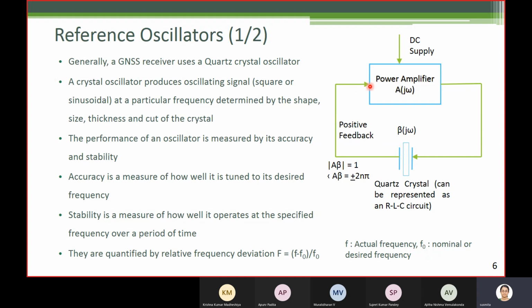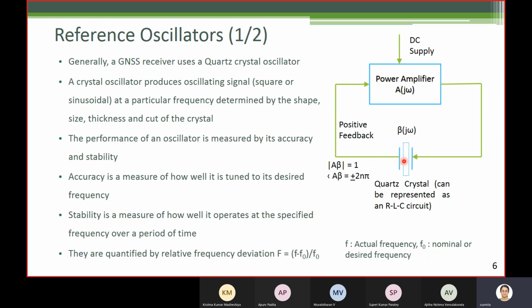So earlier there was no input signal. Now it got some input signal over a narrow band of frequencies centered at a particular frequency. So it will basically amplify that, and again this will be fed back to the crystal. So this process repeats, and after some time what will happen is that the narrow band of frequencies centered at the particular frequency that the crystal generates is only sustained. All other frequencies die down.